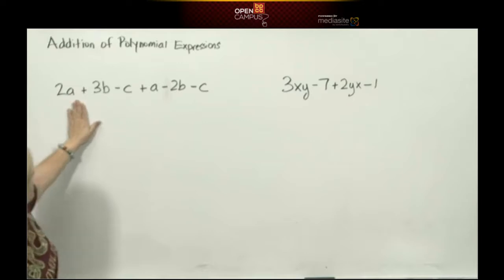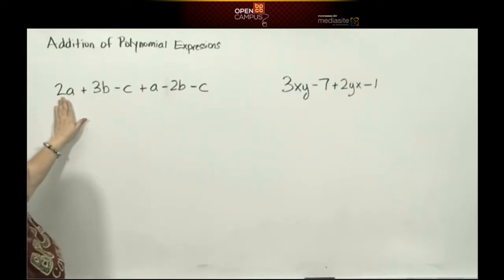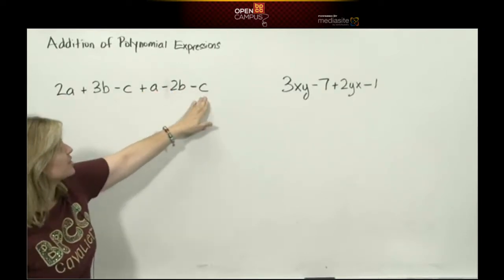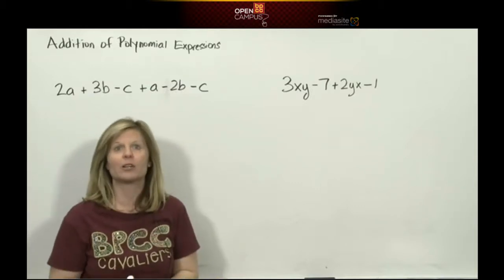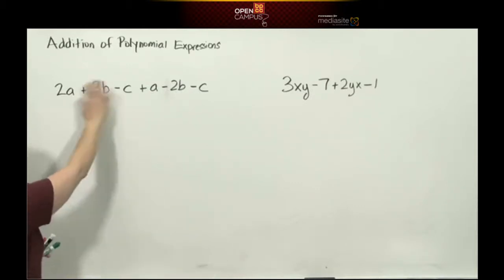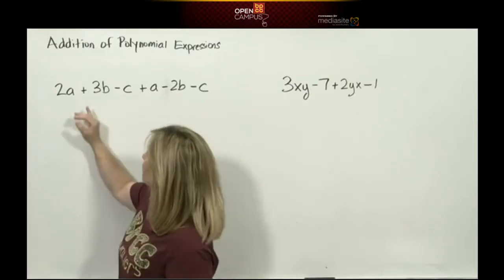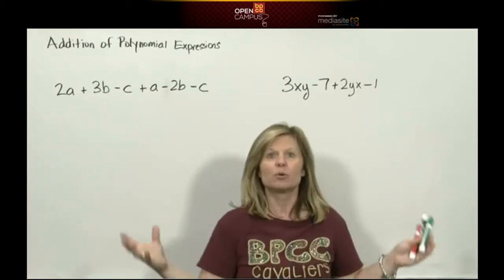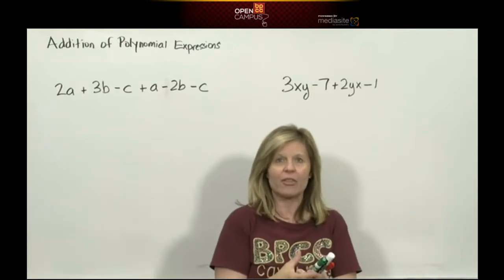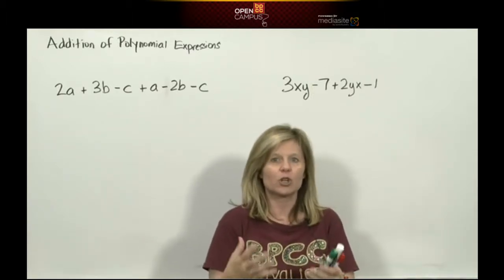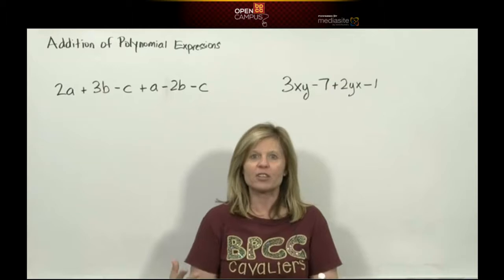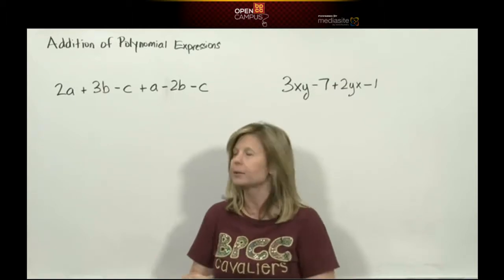So, here is a polynomial expression. I have 1, 2, 3, 4, 5, 6 terms, hence the word polynomial. The directions say to simplify, which means to do whatever we see. I see the operations of addition and subtraction. So addition and subtraction means I want to put together, but I know I can only put together terms that are alike. So the first thing I need to find are terms that are alike.